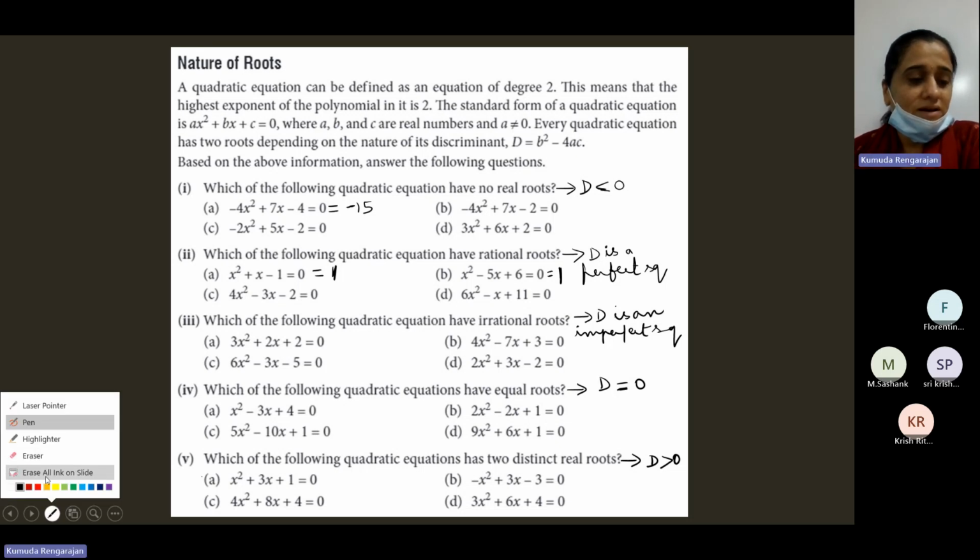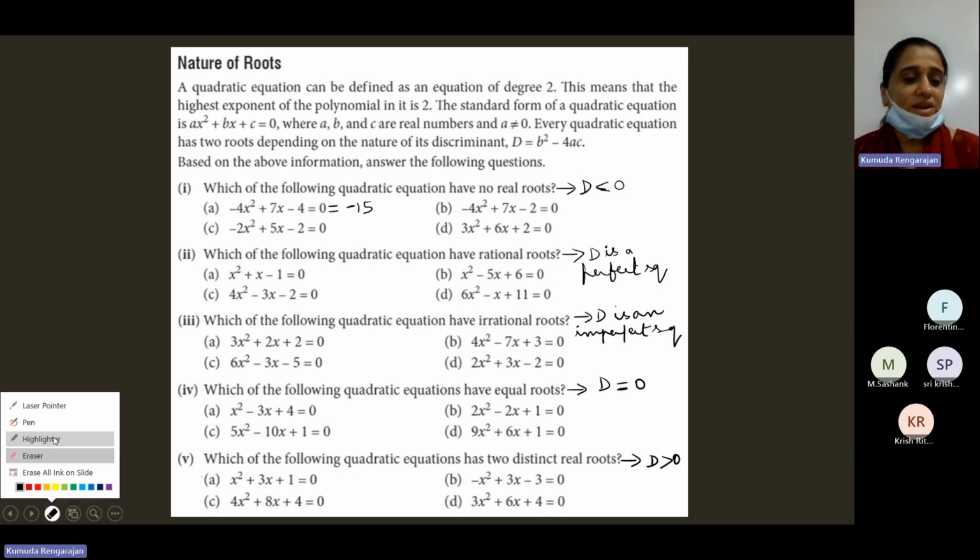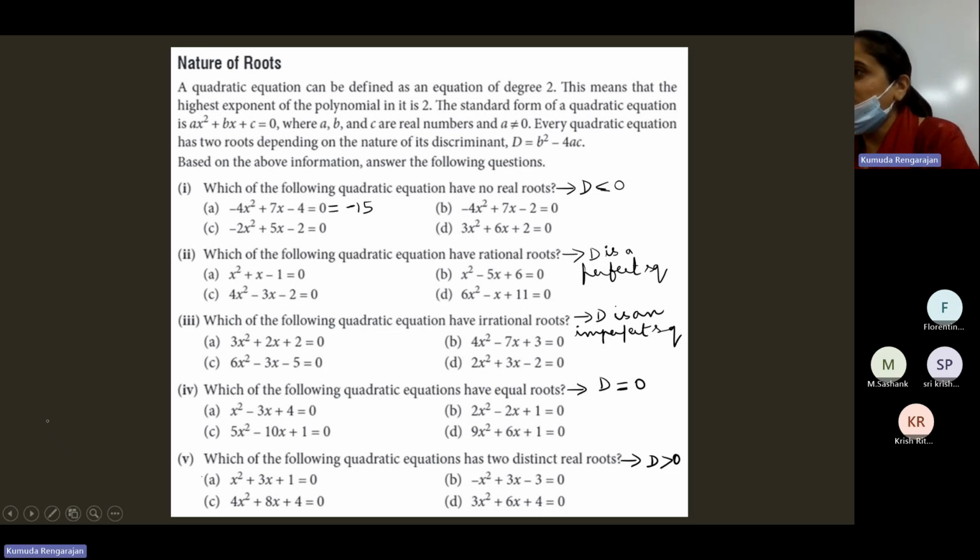No, I'll tell you one thing. We'll not spend so much time on this one. This is the idea, because you decide which the right option is. You know how to decide. No real roots, D less than 0. Rational roots, the value of D should be a perfect square. Irrational roots, the value of D should be an imperfect square, it should not be a perfect square. Equal roots, D is 0. Distinct roots, D greater than 0. So you know the criteria based on which you have to decide.